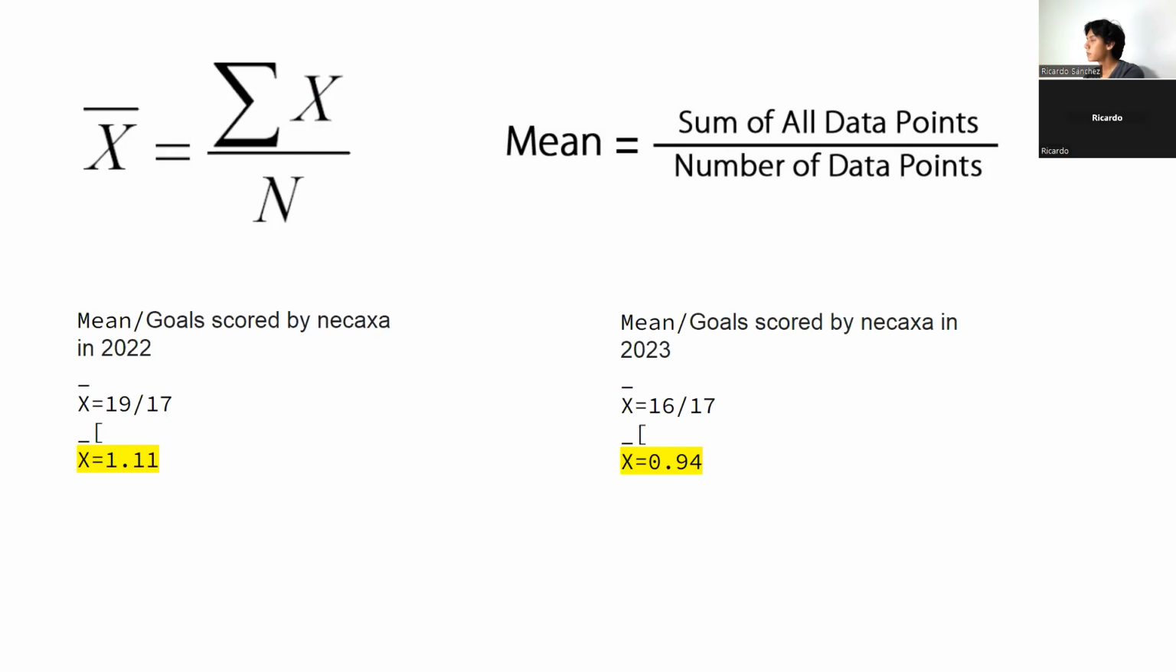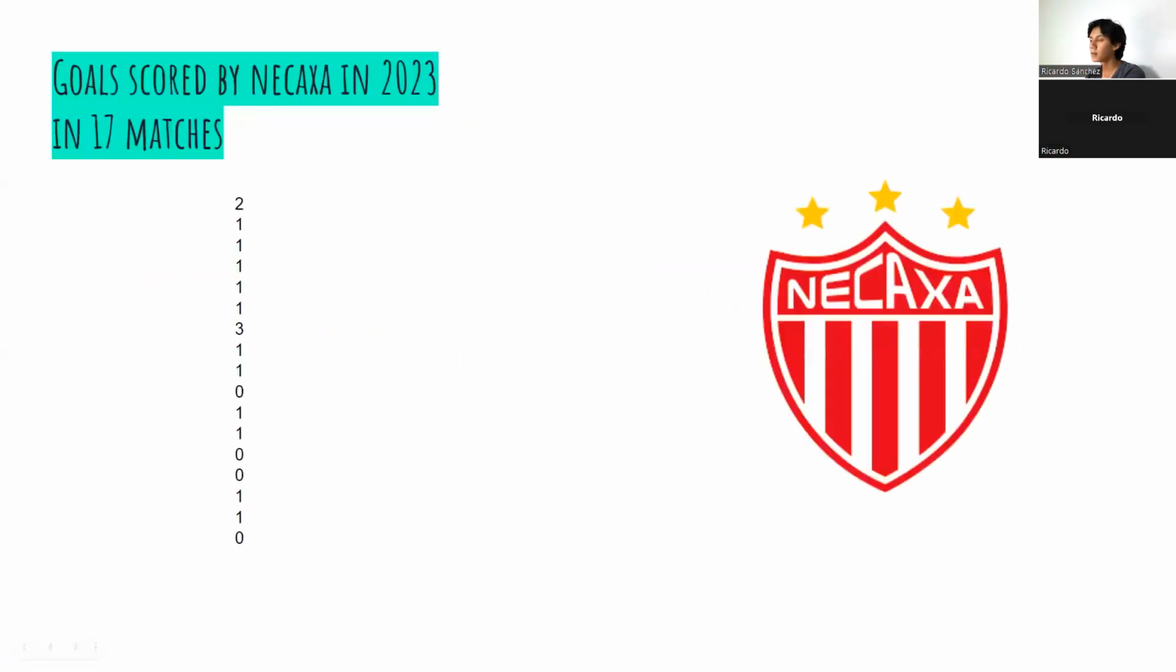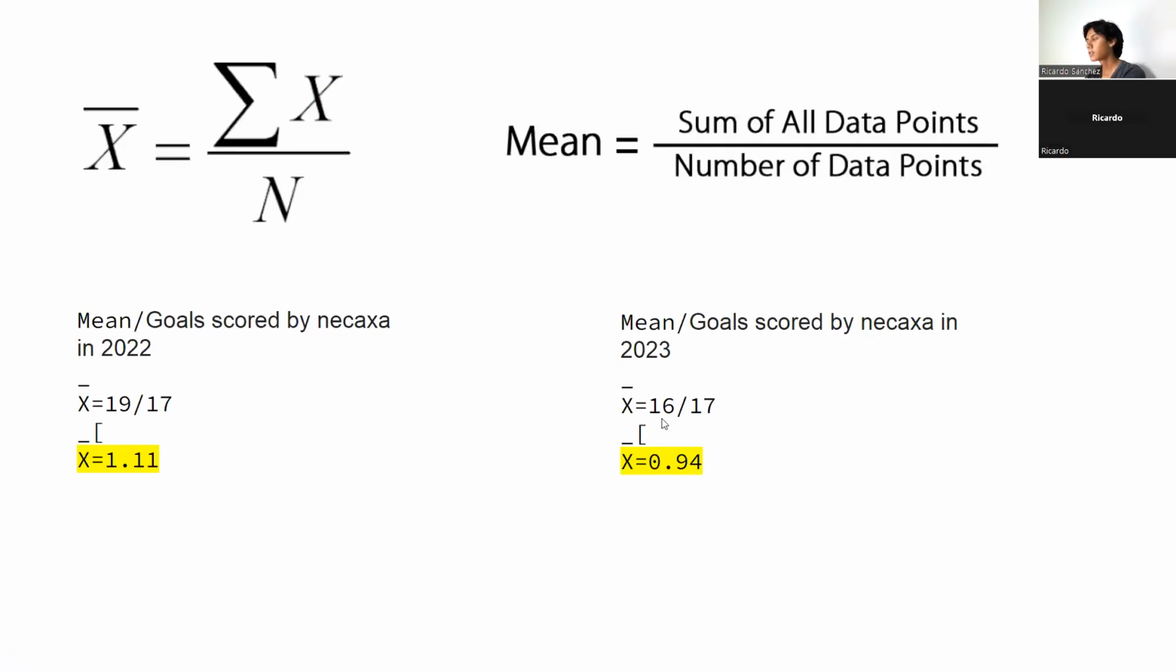Then the same for the other time period, 2023. The summation of all these values is 16 over the number that is 17, which gives us 0.94.